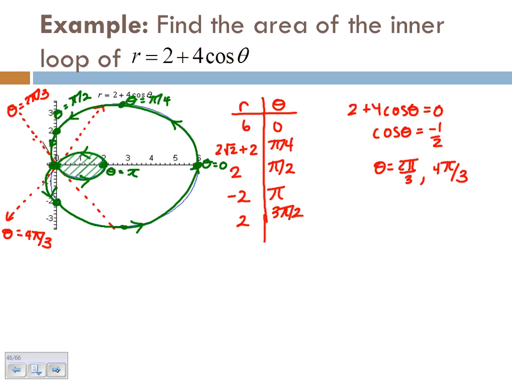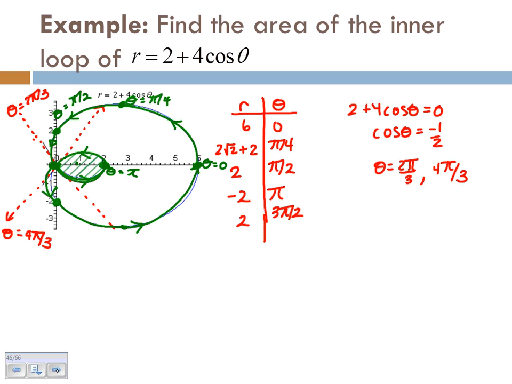So let's see, I know that the loop starts at 2 pi over 3 and it ends where? 4 pi over 3. So I could go from 2 pi over 3 to pi. That's why I like to label as I go along, so I know what that value of theta was, okay, as I'm doing these. So I could go from 2 pi over 3 to pi and then double it. Or I could go from pi to 4 pi over 3 and double it.